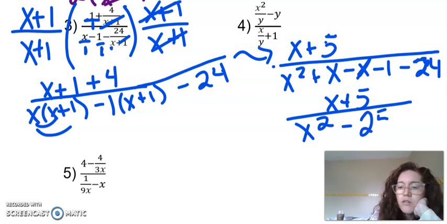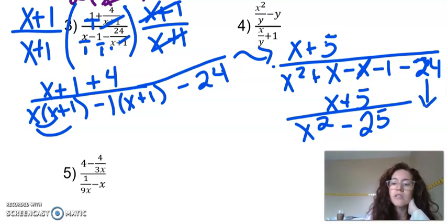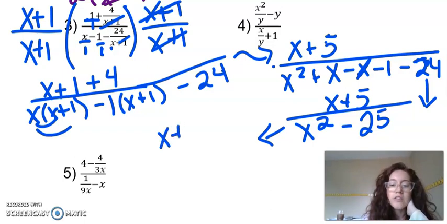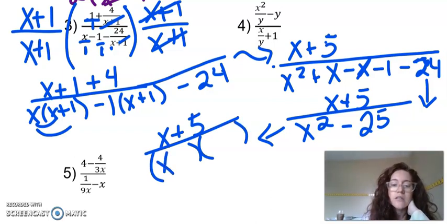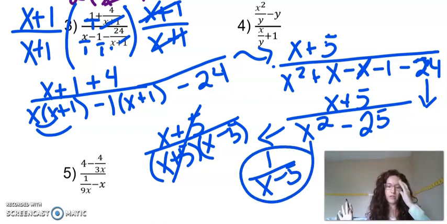Now, this is not the greatest organization, so just do as I say, not as I do. How can I factor this further? I'm going to break this into binomials: x plus 5, x minus 5. And I am left with 1 over x minus 5. That was awesome, right?